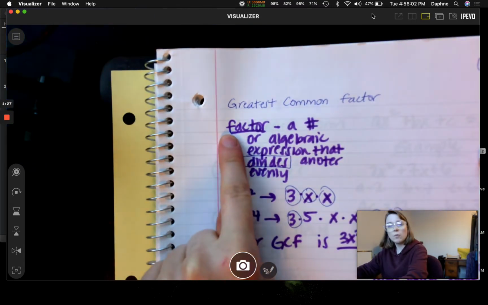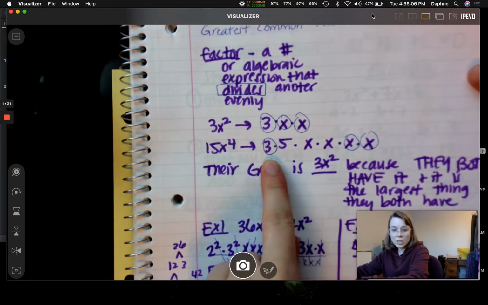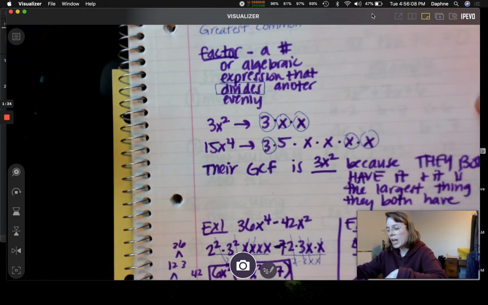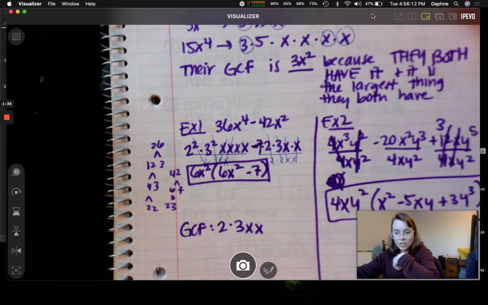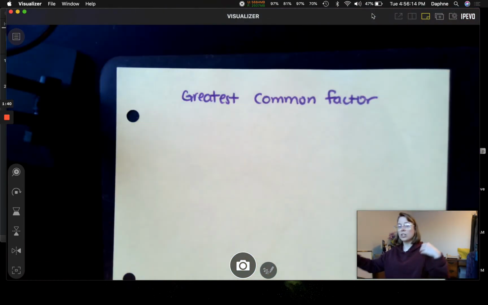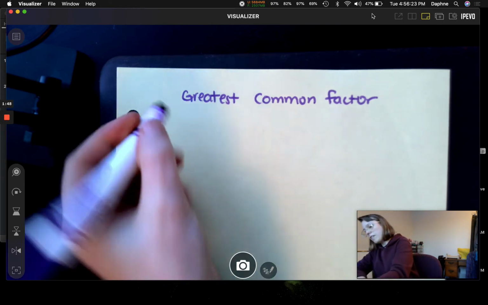So we're going to define what a factor is. We're going to go over examples of using GCF and identifying it. And then we're going to have 2 examples of actually factoring it out. And I'm going to try to go slower and actually be clearer on what does it mean as a verb to factor out something. So we're going to start with defining the word factor.